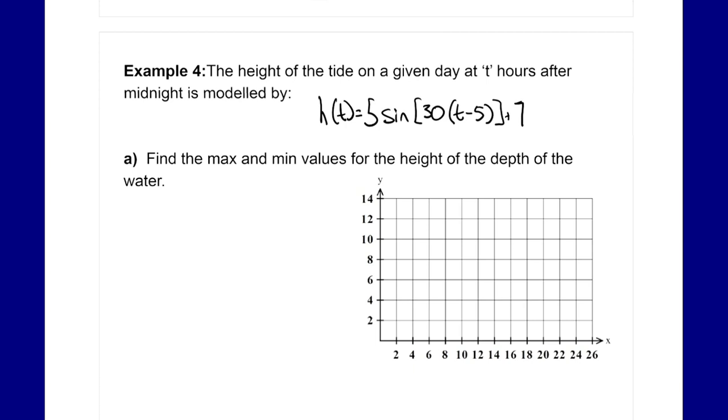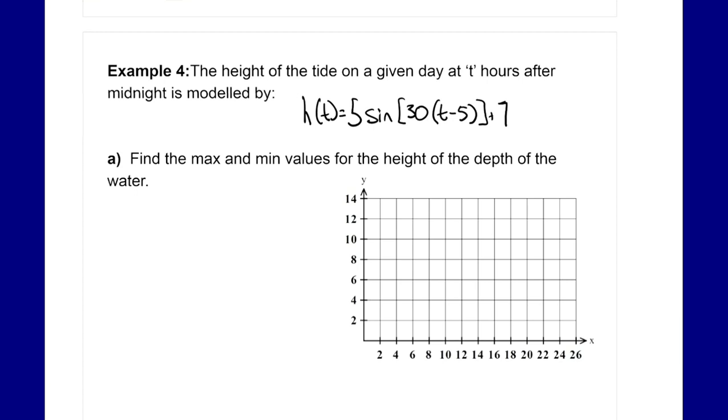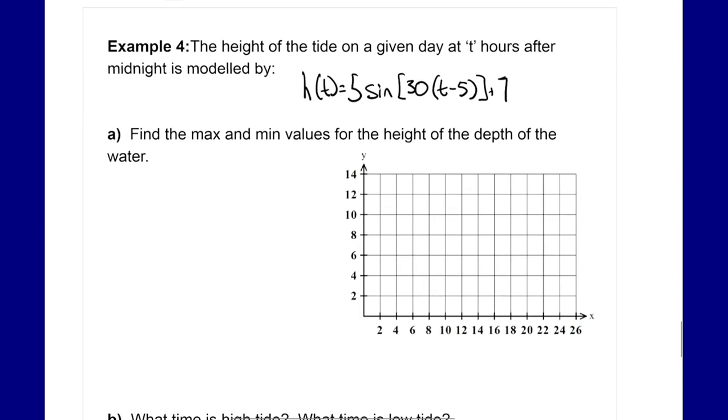So different ways we could do it. We could go through and roughly sketch out this graph because we do have the function. We could also think about, okay, my C value is my midline. So at 7, I have my midline. I do have an amplitude of 5. So that tells me where my max and min should be in relation to this.